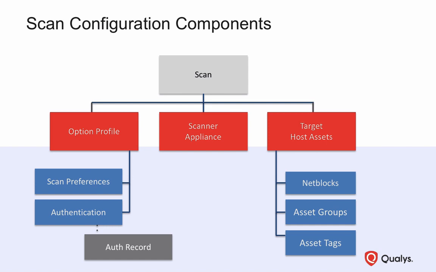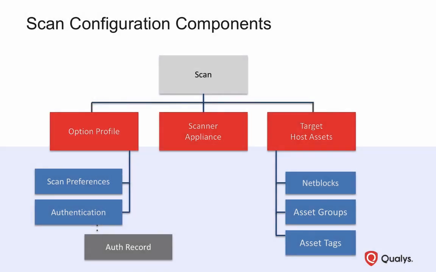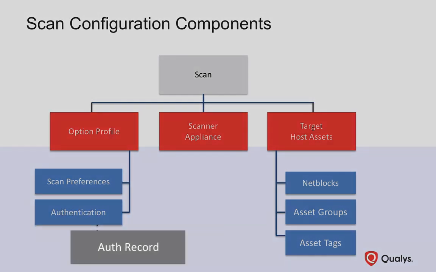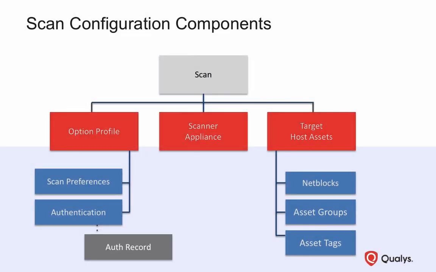Finally, every vulnerability assessment scan must select an option profile containing various scan preferences and scanning options. If your scan uses an option profile with authentication enabled, one more component, an authentication record, is added to the list of required scan components. Be sure to watch for these scan configuration components in the next section where I demonstrate launching a scan.